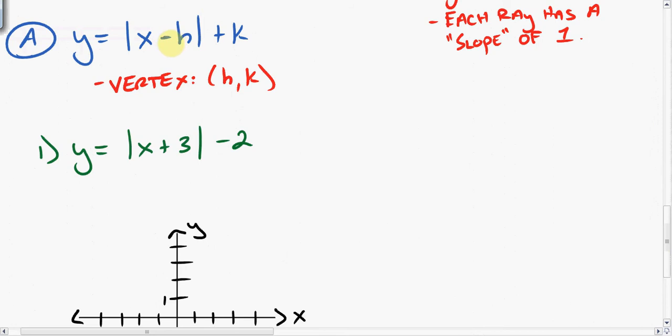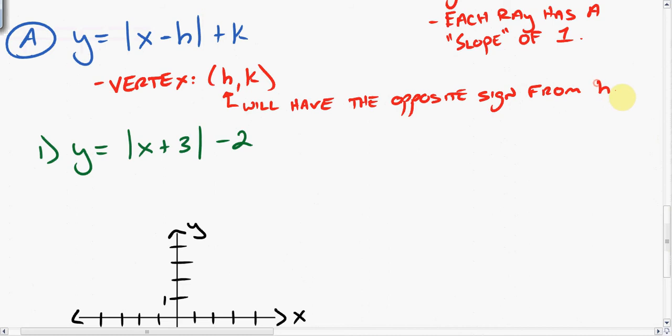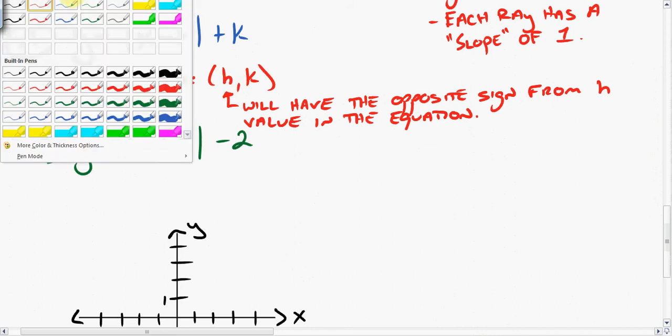But notice this minus here and the h is positive. So this h value will always have the opposite sign from the h value in the equation, because the equation's negative, but the data point is positive. All right, so let's see what happens.